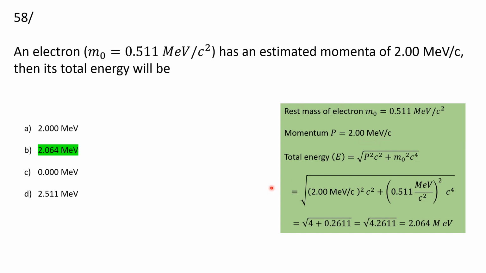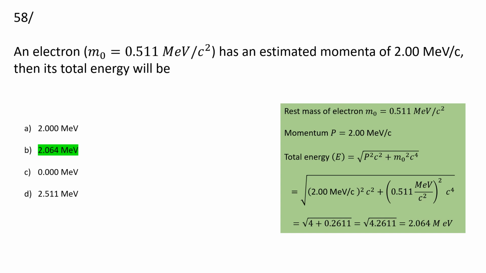So we know the formula for total energy, that is equal to root over of p square c square plus m naught square c to the power 4. So by putting these two values here, we can find it as root over of 4 plus 0.2611. So the final answer is 2.064 mega electron volt. So option B is correct here.